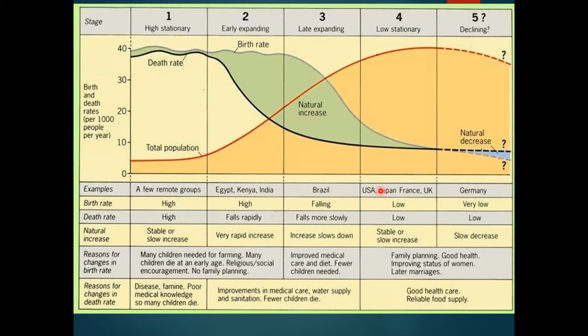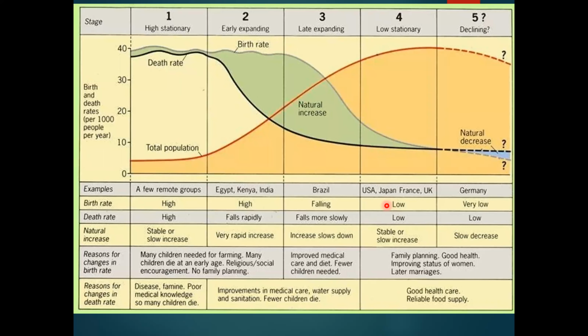If you talk about USA, Japan, France, and the UK, the birth rate is decreasing. The birth rate is decreasing means that more awareness is available amongst the people, more family planning practices are available, better conditions are available therein, and the death rate is also decreasing, which means that a decline in death rate indicates better health facilities, better nutrition, etc.